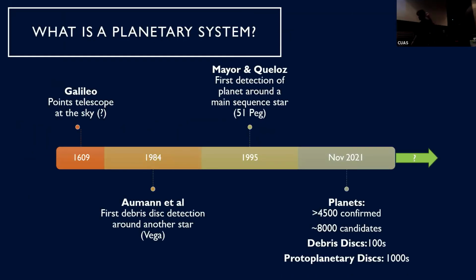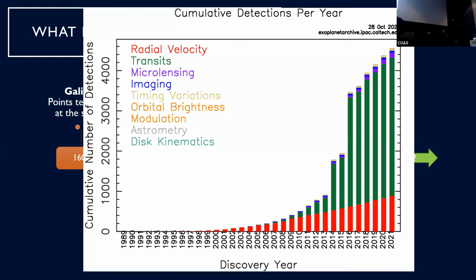And just to say how far we've come in the last 20 or 30 years, it was 1984 that the first debris disk was detected. It was 11 years later when we found the first planet around a main sequence star, 51 Peg. And then 20, 30 years later, we're on 4,500 confirmed planets. We've got another 8,000 candidates that are yet to be confirmed. We've got hundreds of debris disks, we've got thousands of protoplanetary disks.